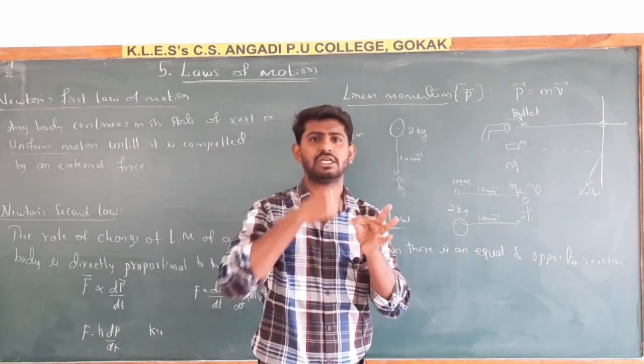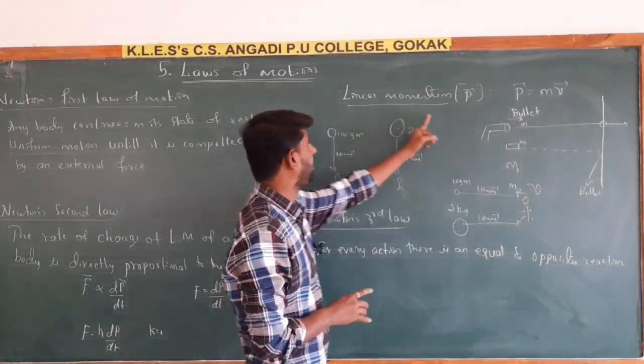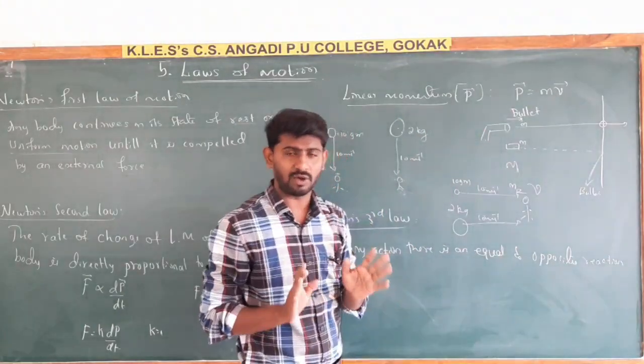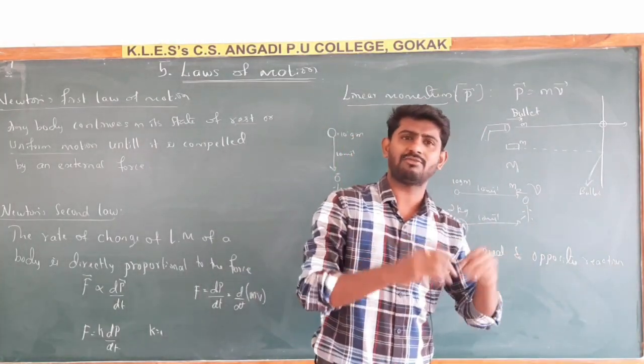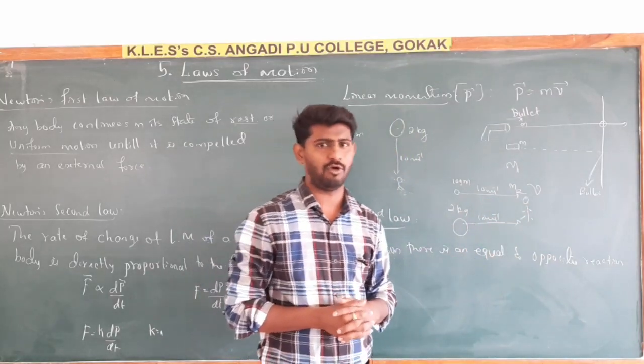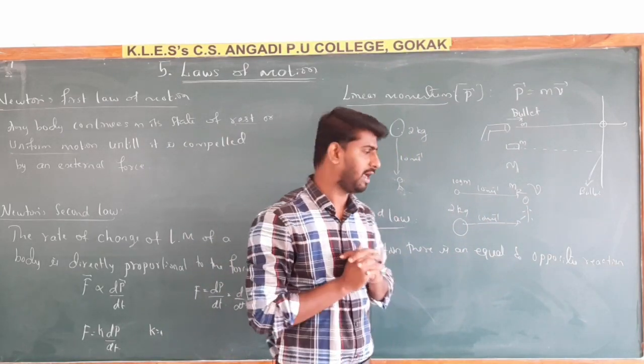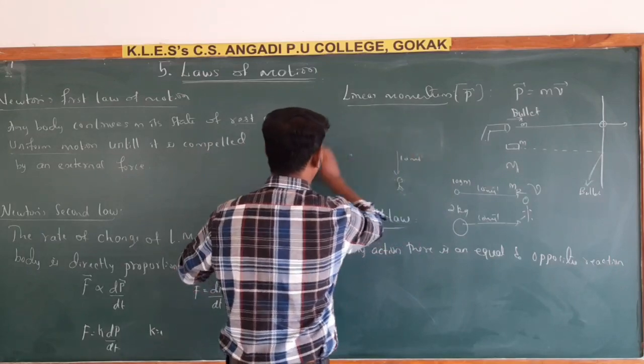So that combined physical quantity is called the linear momentum. Is it clear? What's the linear momentum? Linear momentum is a product of mass and velocity of the body. Is it okay? And what's the SI unit of linear momentum?